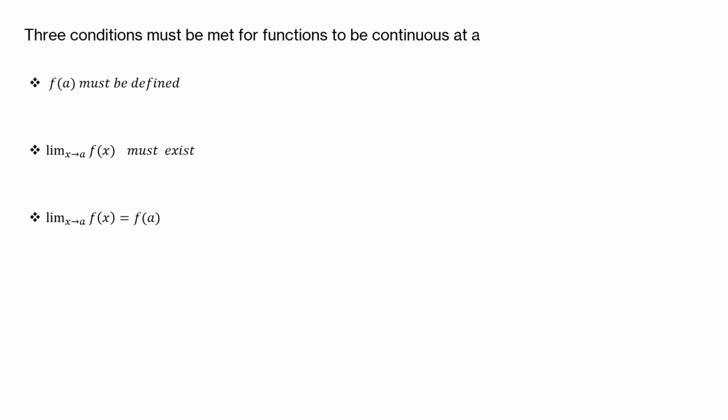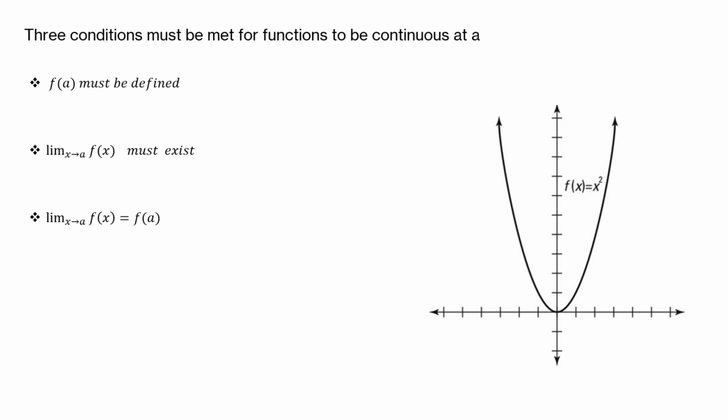So basically, f at a must be defined. Let us take our function, for example, and ask this question again. Is the function f of x continuous at x equals positive 2? So we evaluate continuity at a specific x value. In this case, we want to see whether, when x equals positive 2, the function is continuous or not. First of all, f at a must be defined.